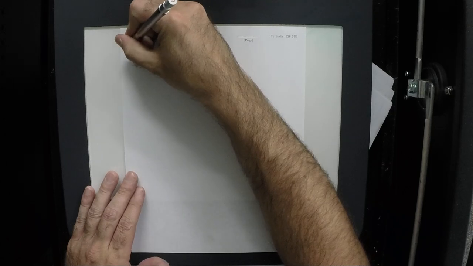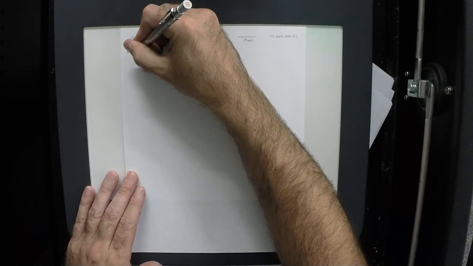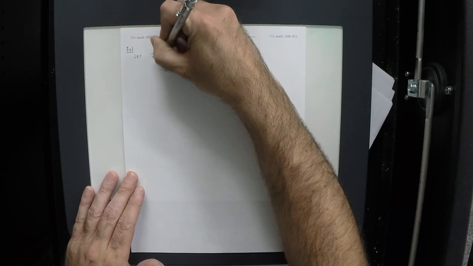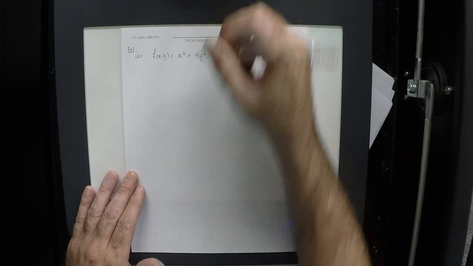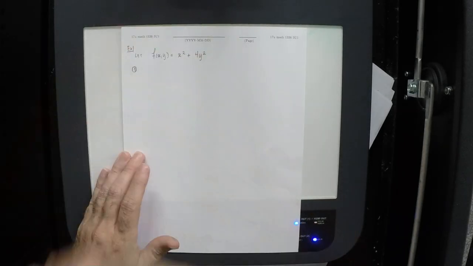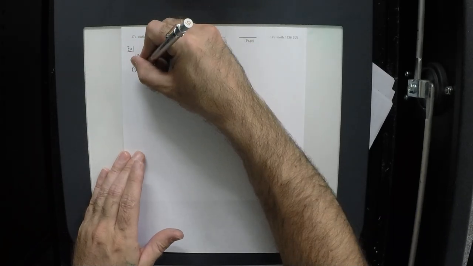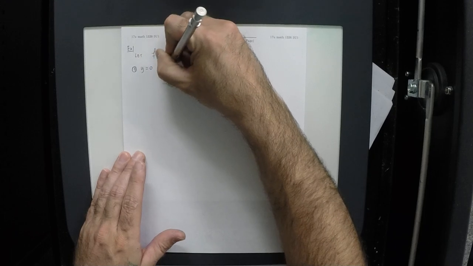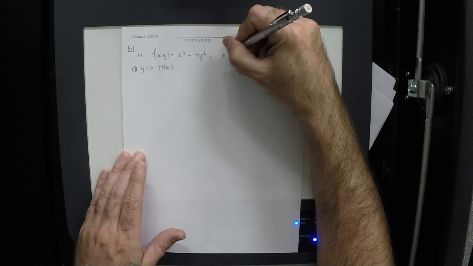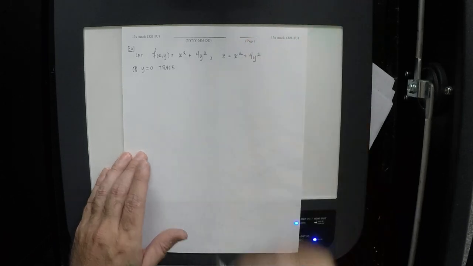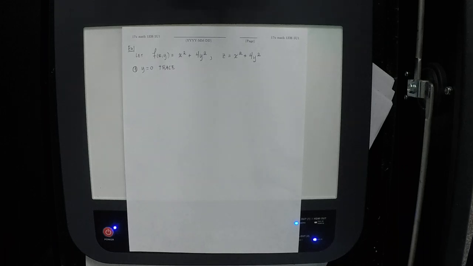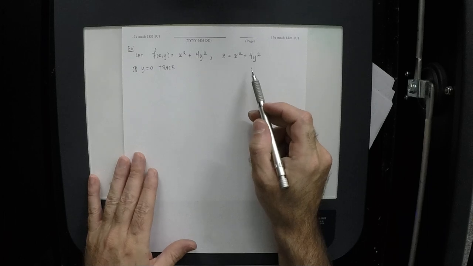So let's have an example. We'll say let f of x and y be x squared plus 4y squared. Now, what I want you to imagine, in the first place, we're going to call this the y equals 0 trace. So what we want to do is plot z is equal to x squared plus 4y squared. And what we're considering right now is what would occur if we take the constraint that y is equal to 0. So what would the new equation be if we take y as 0?